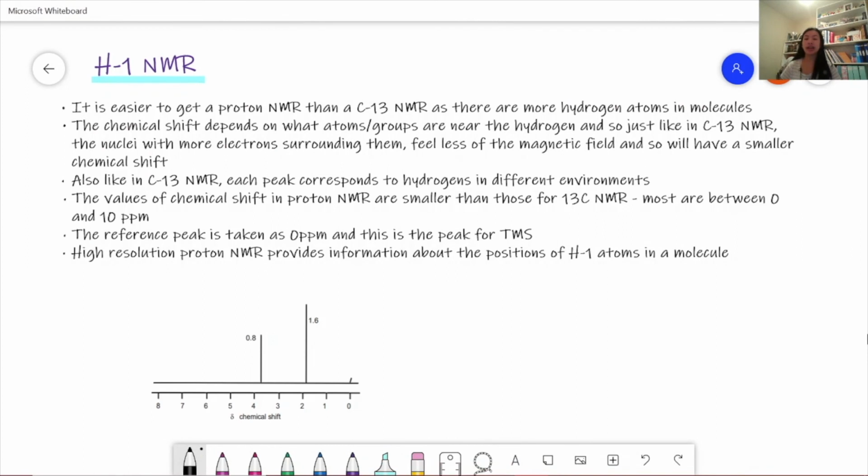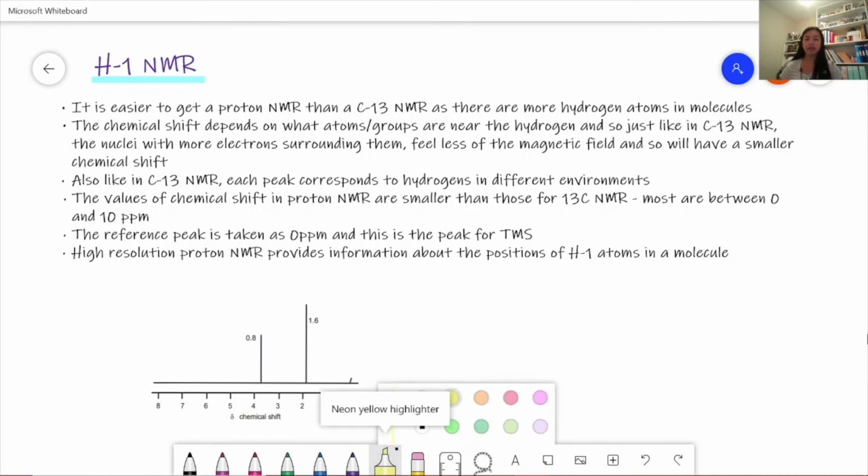Now we're going to look at another type of NMR, which is proton NMR or hydrogen-1 NMR. It is much easier to get a proton NMR compared to a carbon-13 NMR, as there are more hydrogen atoms in molecules compared to carbon atoms. The chemical shift for proton NMR depends on what atoms or groups are near the hydrogen. And just like in carbon-13 NMR, the nuclei with more electrons surrounding them feel less of the magnetic field, and so they'll have a smaller chemical shift.